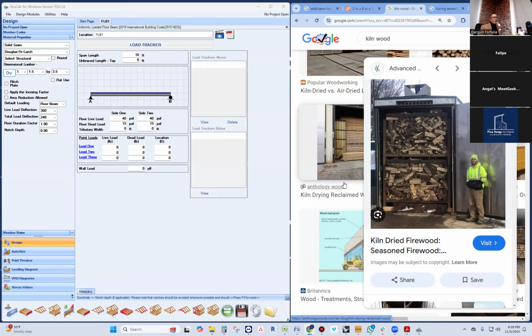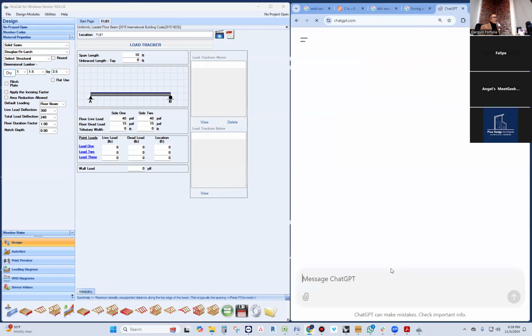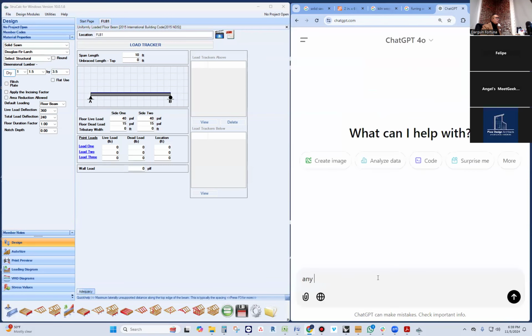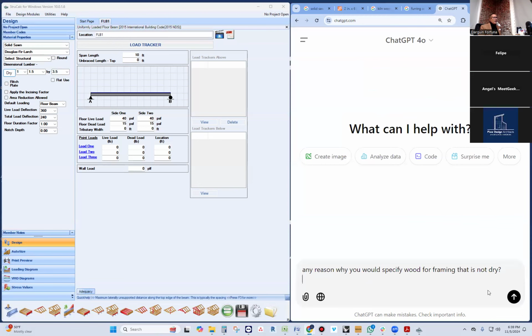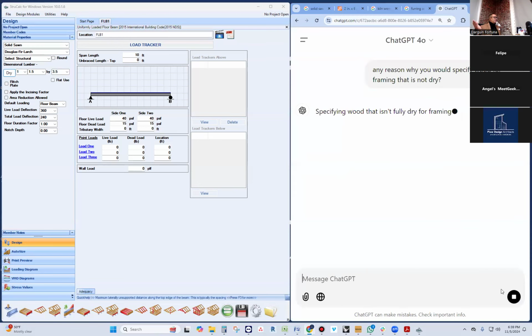So this option is right here. I don't know why they would want to do that. I cannot think of one. You know what? I'll open my friend ChatGPT and ask: any reason why you would specify wood for framing that is not dry? I don't think there is any reason, to be honest, right?